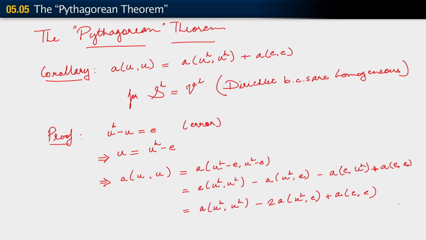But now if you look at the condition in the statement of the corollary, you should be able to say something about the second term there. What can you say? This is equal to twice a(w^h, e), because the spaces S^h and V^h are the same. So u^h is the same as w^h. u^h is indeed a weighting function. And this therefore is equal to 0 by consistency.